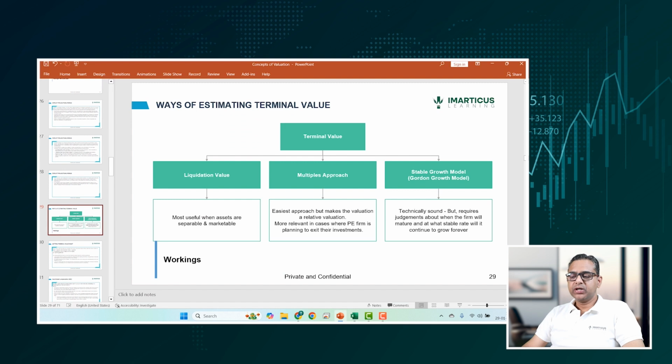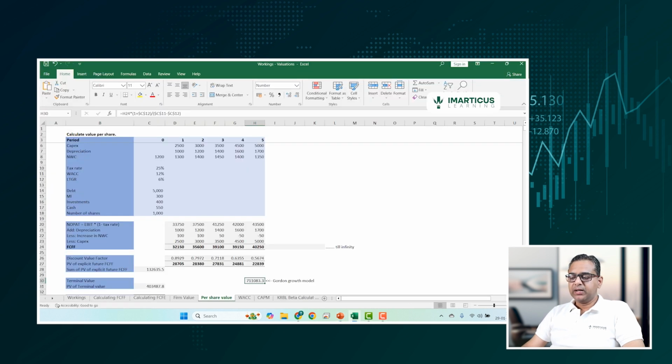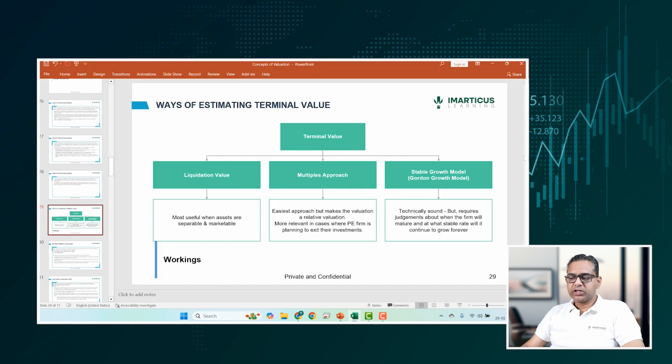The second one is the multiples approach, in which we expect it to have a particular value based on the multiple. For example, I can say the value would be 10x the NOPAT, right? So in this case, how am I calculating the terminal value? Terminal value will be 10 times the NOPAT for this year. So this will be the terminal value. So here we were considering the multiple, that after the explicit forecast period, it will be valued at 10x the NOPAT. This is more relevant in cases where a PE firm is planning to exit their investment. So they look at things more from the exit multiple perspective. That's why this approach is more relevant in such cases.